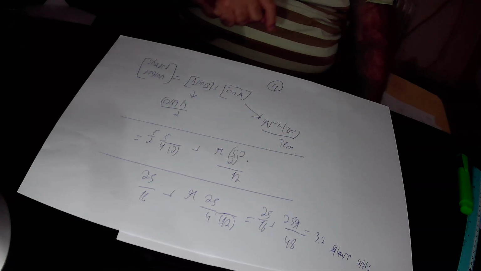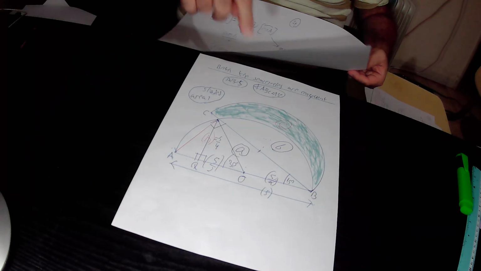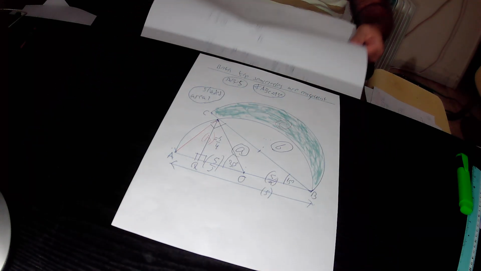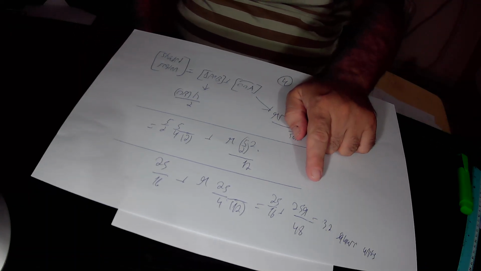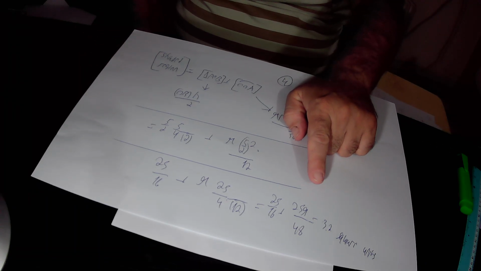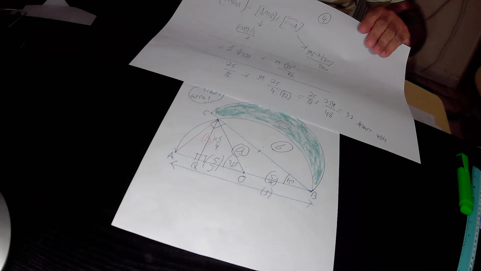So in total, we found that the area of this shaded region, the area we are looking for in this question, is equal to 25 over 16 plus 25 pi over 48 square units in size, or in numerical terms, approximately 3.2 square units.